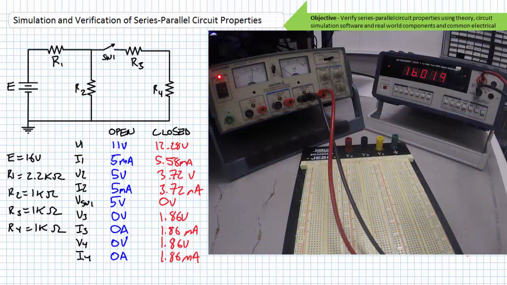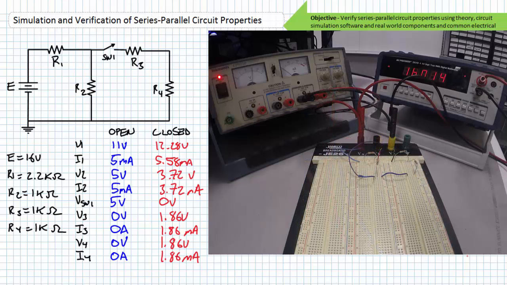Now let's set up the voltage source to supply 16 volts. Notice this is the voltage value in the unloaded condition. Now we can verify the output voltage in the loaded condition by supplying our circuit with current and readjust as necessary to ensure we're truly at 16 volts. Now with switch 1 in the open position, we can take voltage and current measurements.